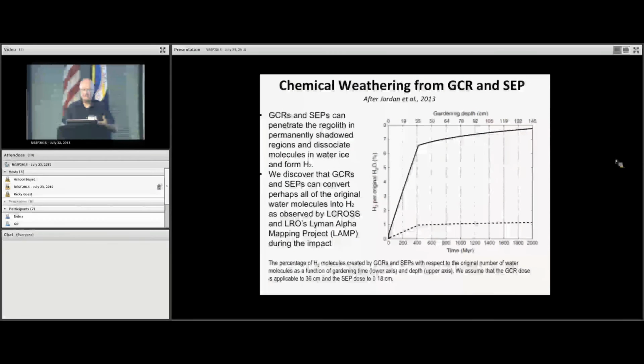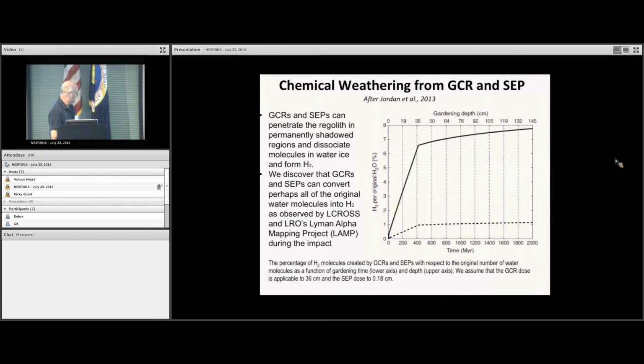Another aspect that we've looked at is chemical weathering from both galactic cosmic rays and solar energetic particles. This was some work that Nathan Schwadron initially did, and then a very comprehensive and nice paper by Andrew Jordan a year later. And the recognition was that the penetration of these galactic cosmic rays and solar protons, particularly in permanently shadowed regions, can dissociate molecules in water ice to form H2.